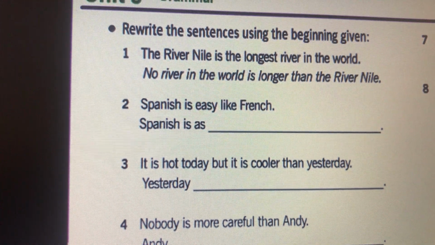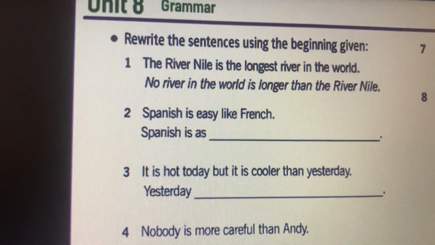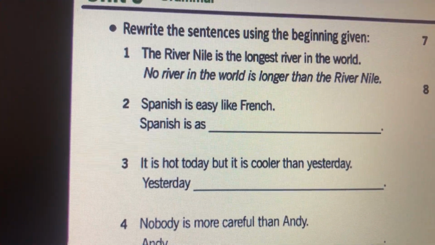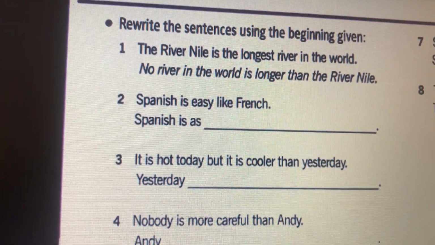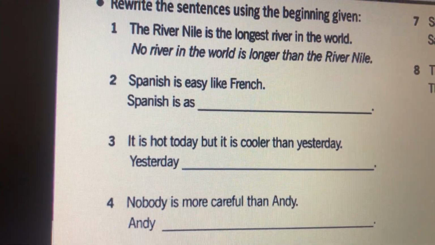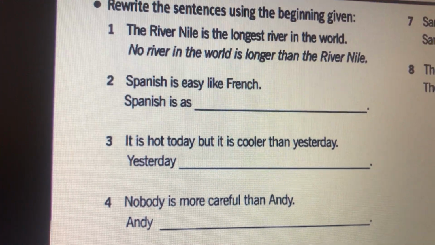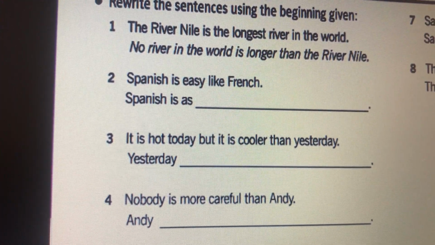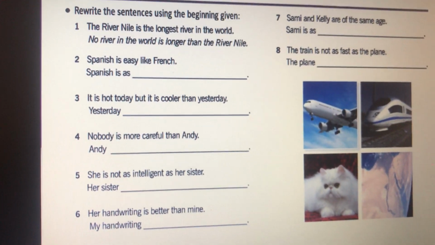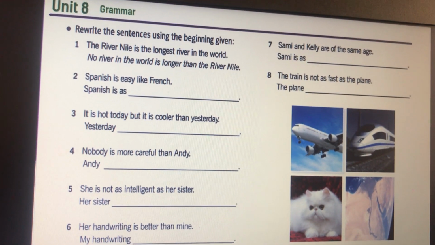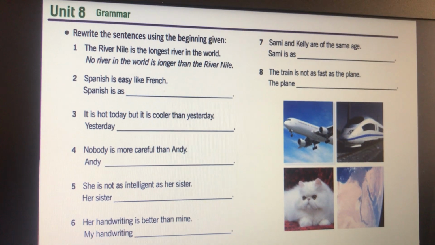Number 2. Spanish, اللغة الإسبانية, is easy like French. We are comparing. We can use as, and so on. Look at number 3. It is hot today, but it is cooler than yesterday. Than yesterday, we are comparing. Look. When we have two items, or you have the word as, or you have than, it is comparative.